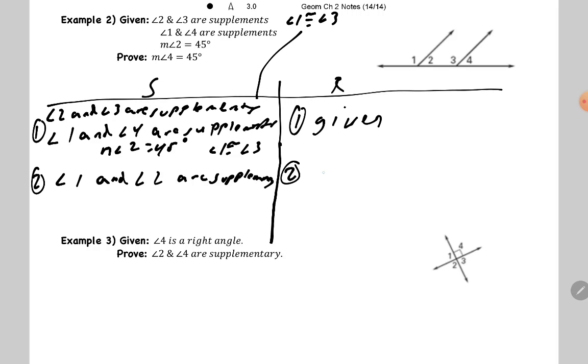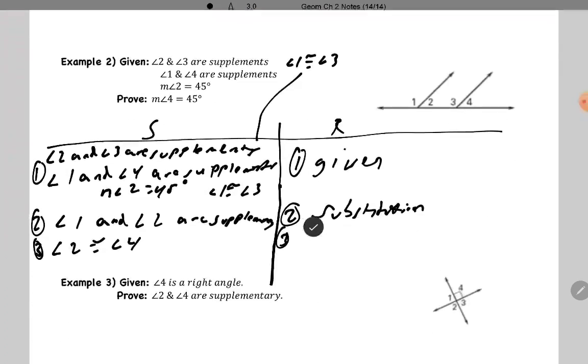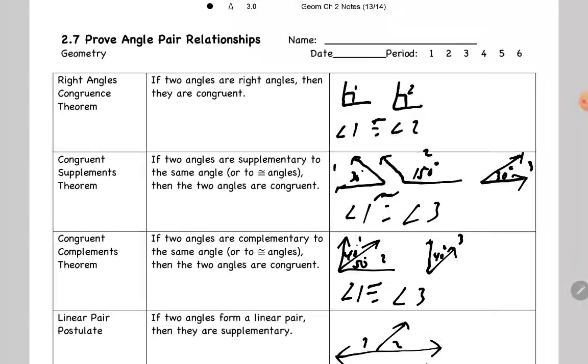And that's through substitution. So because I know angle 1 is congruent to angle 3, in that first statement there, angle 2 and angle 3 are supplementary. I just swapped angle 3 with angle 1. So now I can say that they're supplementary through substitution. Now I can say angle 2 is congruent to angle 4 because of our congruent supplements theorem.